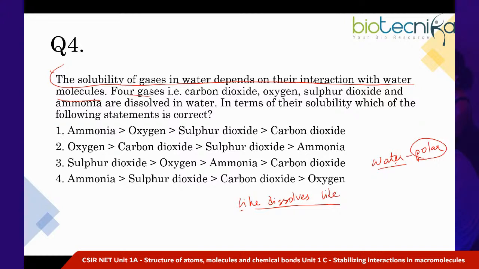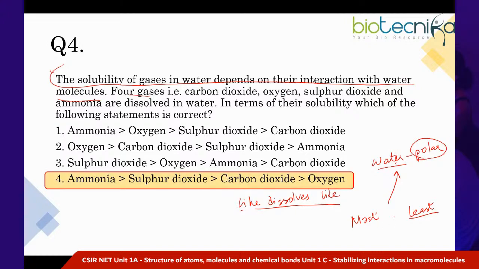So like dissolves like. If you have to understand what will dissolve in water, you need to find out some polar molecule. Yes, you all are trying. We need to find out which is the most polar molecule. The most polar molecule will be most soluble in water. The least polar molecule will be least soluble in water.